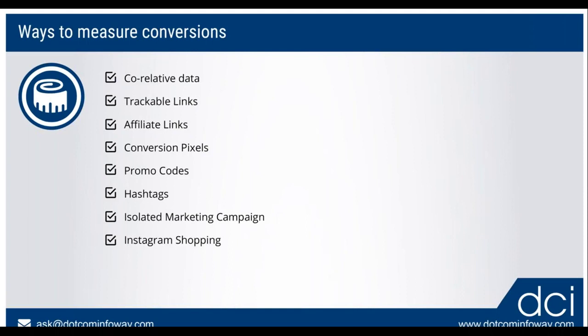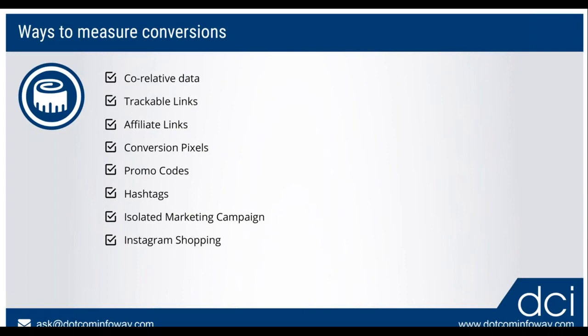If you are running a specific campaign with a targeted influencer, you can give them a promo code with their name or any relevant information which can be used for purchases, and you'll be able to track them. You can create new hashtags for your campaign so that you can measure its reach, and you can even run an isolated marketing campaign to see the impact of that particular campaign alone. You can use Instagram Shopping as well as part of measuring the conversions for your campaign.